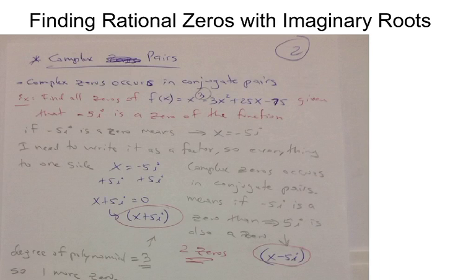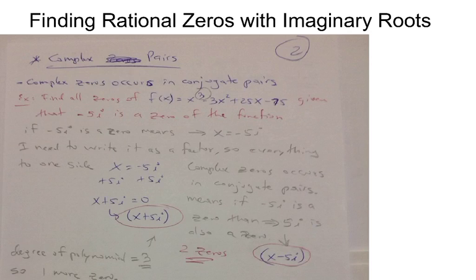So I'm going to have my function, and the question is find all zeros of the function f of x equals x cubed minus 3x squared plus 25x minus 75. Okay, but they're saying given that negative 5i is a zero of the function. So as you can see, I have an imaginary number as a zero of the function. What do I do in this case?